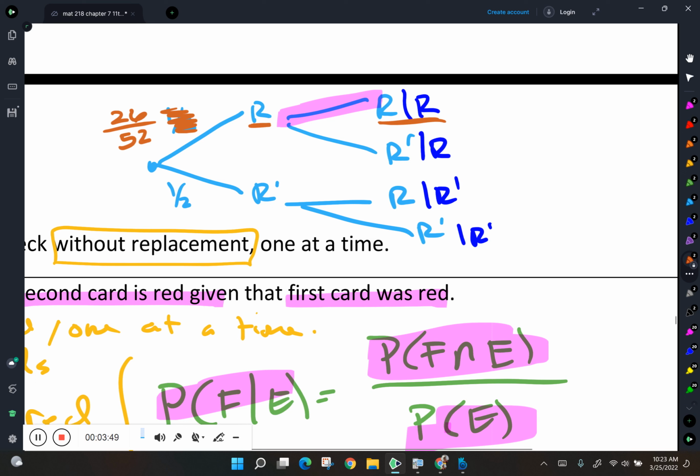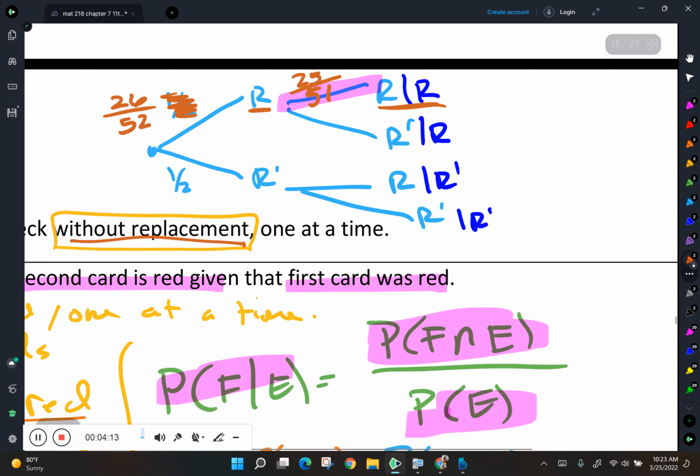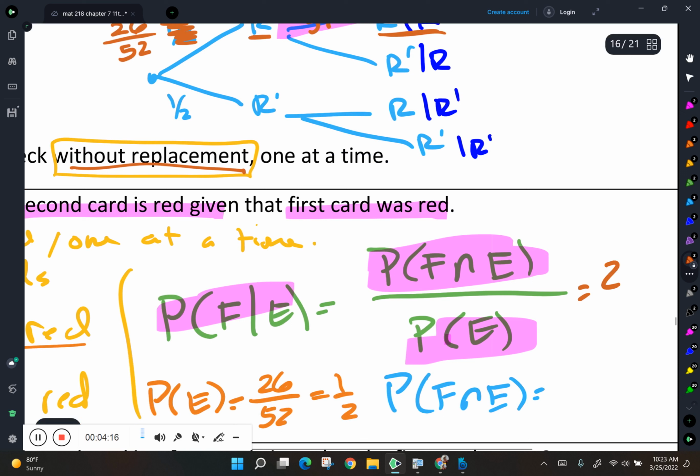That means that the deck of cards has been reduced by 1 because I'm doing it without replacement. And now there are only 51 cards left in that deck. And that first card being red means that there are only 25 of those cards left in the deck that are red. So the conditional probability, the probability of the second card being red, given that the first card was red, is actually going to be 25 out of 51.